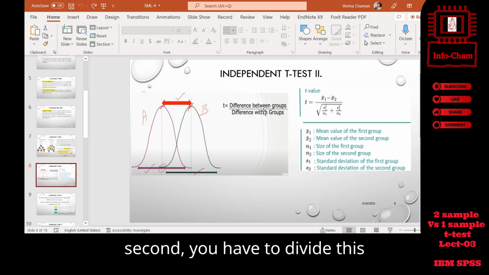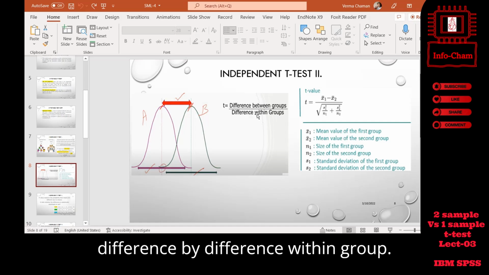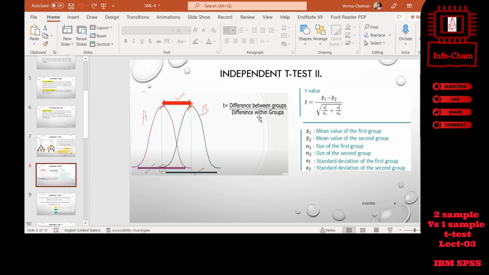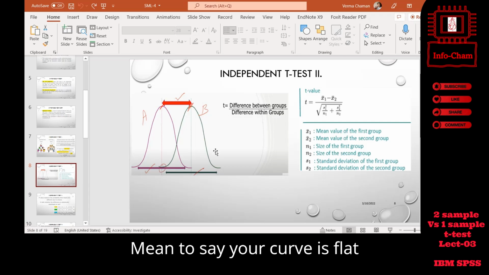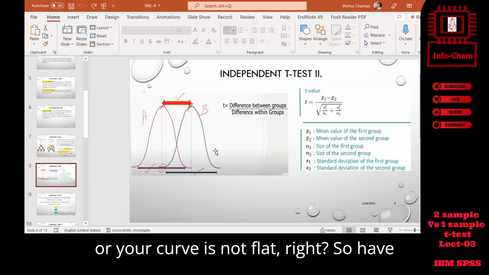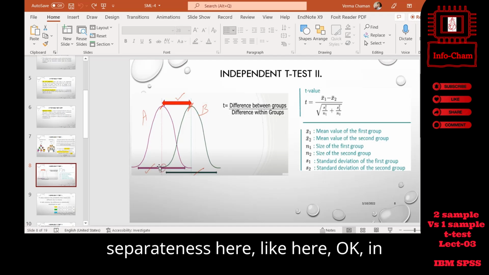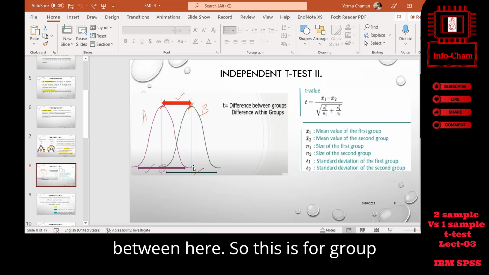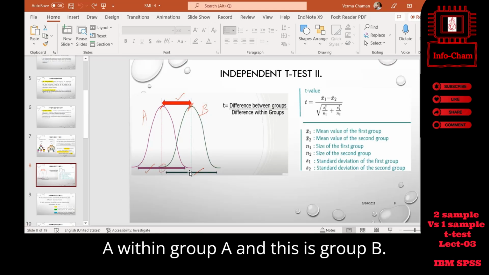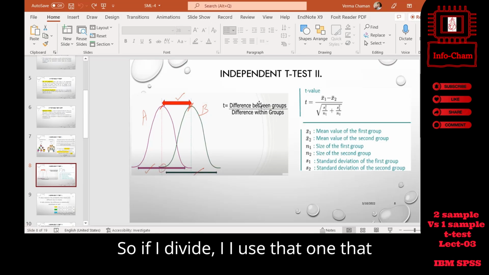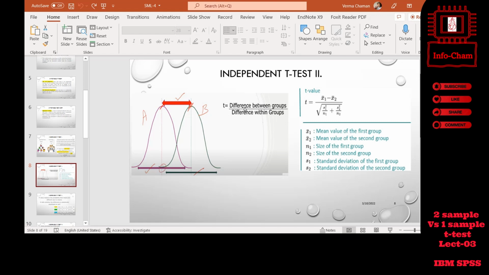Second, you have to divide this difference by the difference within the group. Meaning to say, your curve is flat or your curve is not flat, right? So have a look. There is more separateness here, in between here. This is within group A, and this is group B. So if I divide, I use that one, and we can have a t value.